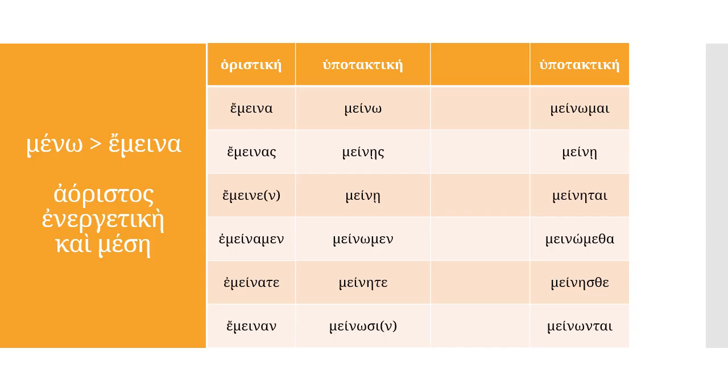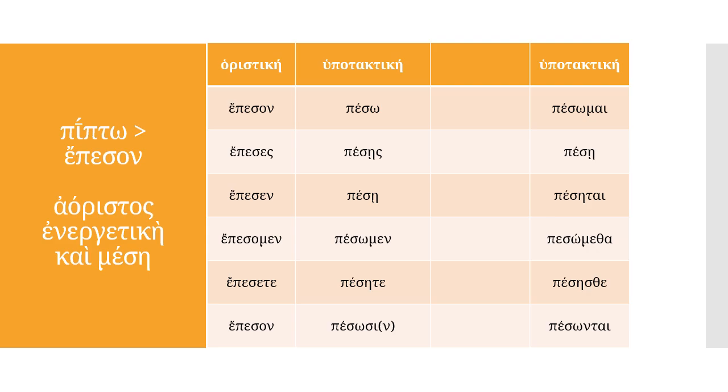What this means is in the hypotaktike, we take that same stem minus the augment and we use it, and then we go meino, meines, meine, meinomen, meinete, meinosin. We add on the same standard hypotaktike endings. No sigma, no alpha here. Same thing in the middle over on the right. Meinomai, meine, meinetai, meinometha, meinesthe, meinontai. Primary endings, primary middle endings, the altered stem for the aoristos, no sigma, no alpha.